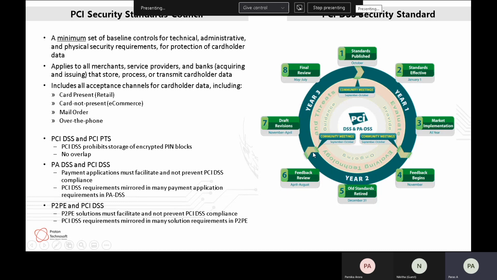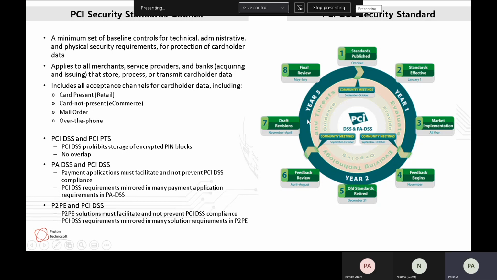Year 2 is when the feedback starts to be collated. So the PCI Council gets feedback from the issuers, they get feedback from acquirers, they get feedback from high transaction merchants as well, that these are the controls which are working well for them. These are the controls which are very, very hard to implement. These are the controls for which we need very high investment. So that's where the feedback starts to flow to the PCI Council in year 2.